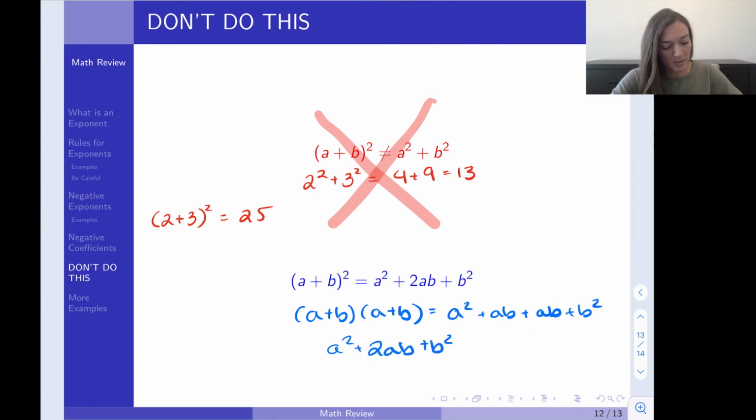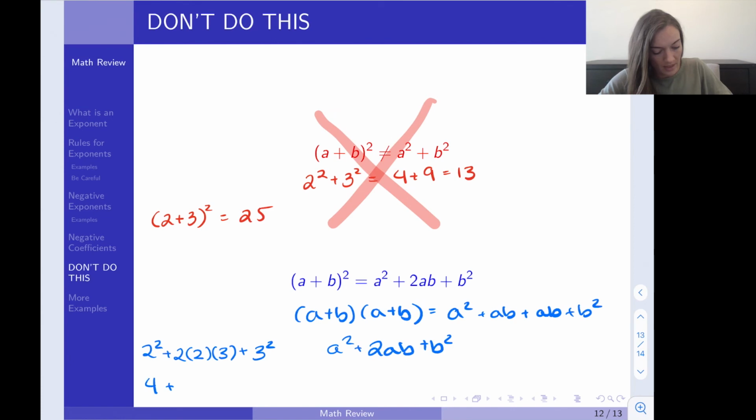So we have two factors of ab there, and then we can see if we plugged in just regular numbers again, so let's plug in 2 and 3, this does give us the right answer. So if we do 2 squared plus 2 times 3 plus 3 squared, that's 4. This is 2 times 2 is 4, times 3 is 12, plus 9. We do get 25. Okay, so this is the correct way to write out something like (a plus b) squared.